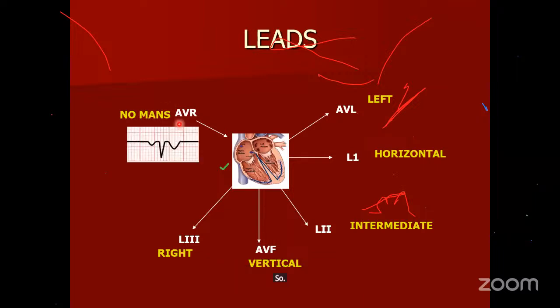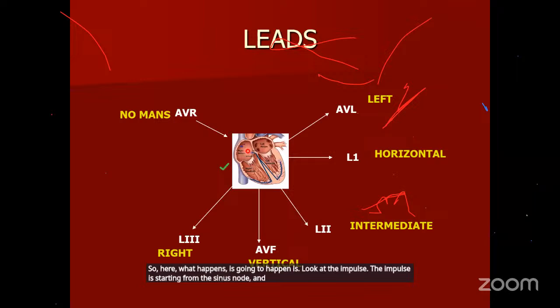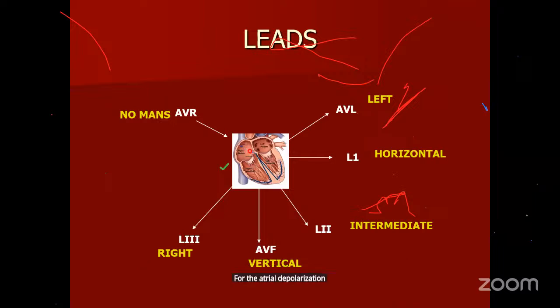So here, look at the impulse. The impulse starts from the sinus node and comes down and towards the left to the AV node, depolarizing the atrium. So the atrial depolarization is going down and left. It is going away from lead AVR. Whenever a complex goes away from a lead, it will show a negative complex. Because the atrial depolarization is going away, the P wave is negative in AVR.